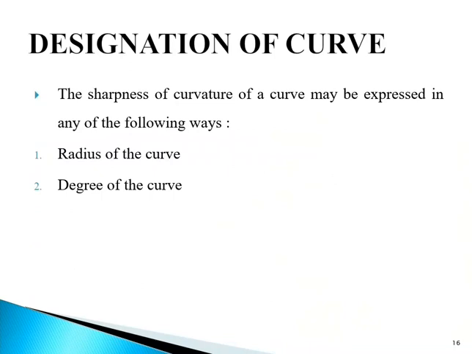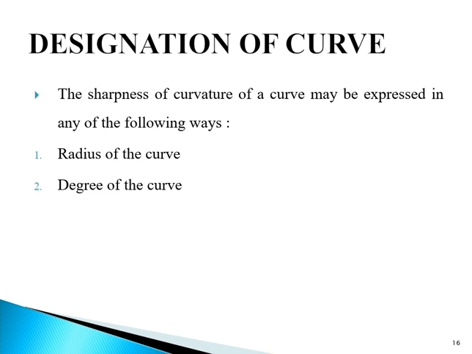And if we talk about degree of curve, it may be defined either with respect to a fixed length of an arc of the curve or with respect to a fixed length of a normal chord of the curve. When the unit chord subtends an angle of 1 degree, it is called a 1 degree curve. When the angle is 2 degrees, it is a 2 degree curve, and so on. So here the curvature is expressed by stating the degree of curve, capital D.